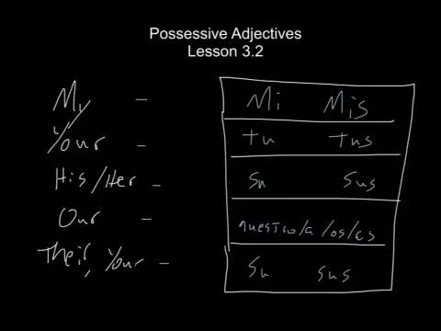In Spanish, the equivalents would be mi or mis, tu or tus, su or sus, nuestro, nuestra, nuestros, nuestras, or su or sus. So anytime you see one of these things, it's going to be possessive. Do notice that tu without an accent is your, and tú with an accent is you.